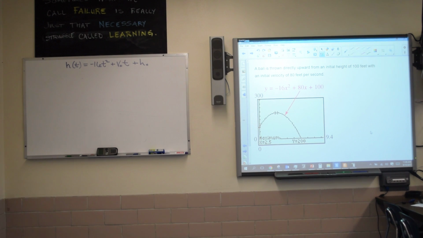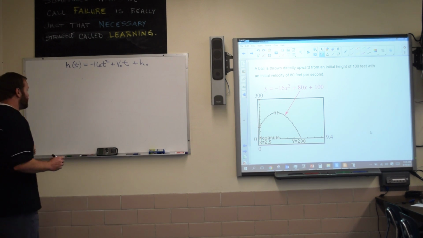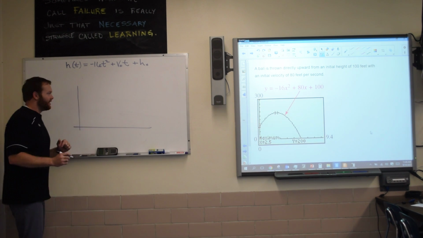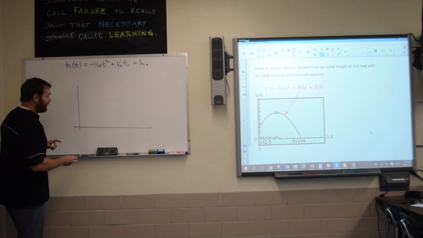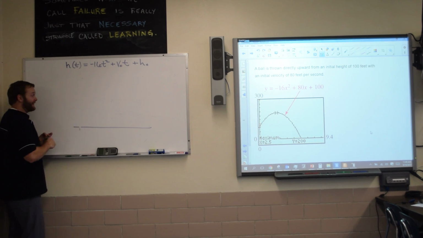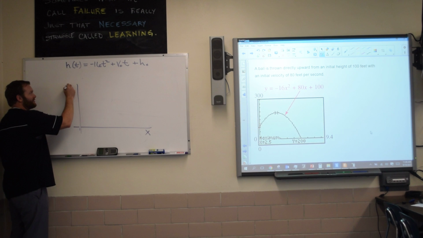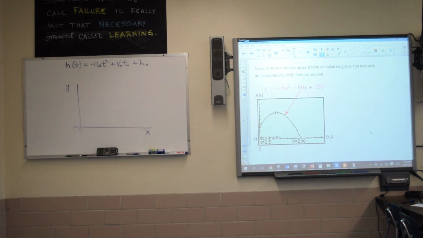Now we'll get into the question. The ball is thrown directly upward from an initial height of 100 feet with an initial velocity of 80 feet per second. If you think about this situation, as I showed again with GeoGebra yesterday, the ball is going straight up and coming straight down. Does that make sense? In that situation, this is our x and this is our y in regards to the displacement of that ball from the origin.